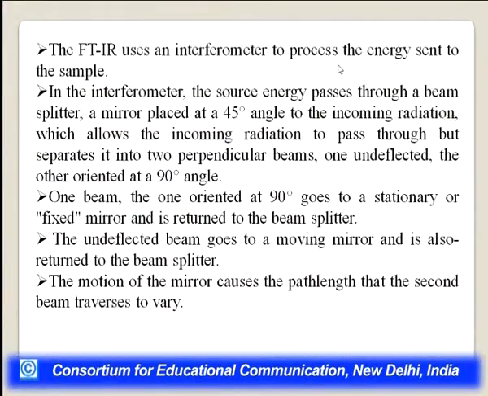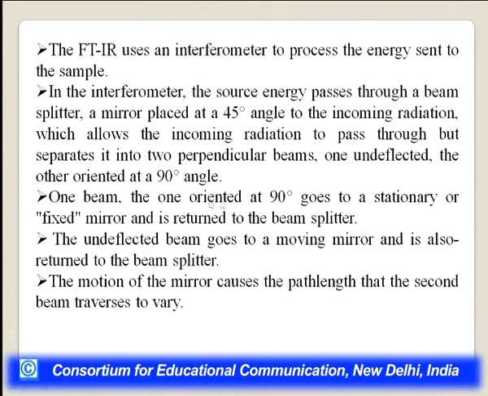FTIR uses an interferometer to process the energy sent to the sample. In the interferometer, the source's energy passes through a beam splitter, a mirror placed at a 45-degree angle to the incoming radiation, which allows the incoming radiation to pass through but separates it into two perpendicular beams, one undeflected and the other oriented at a 90-degree angle.